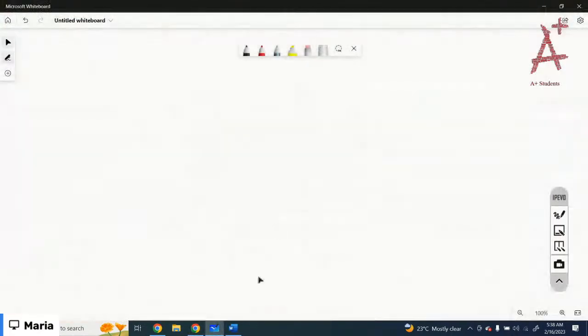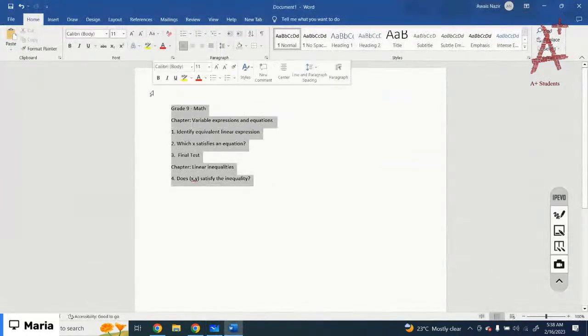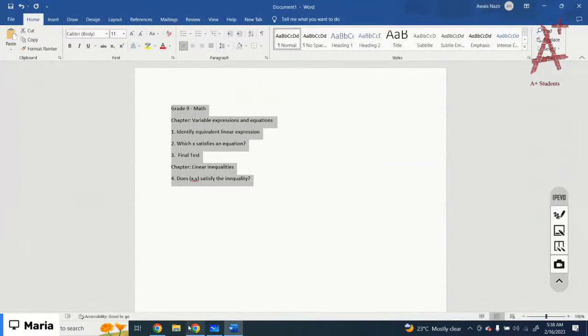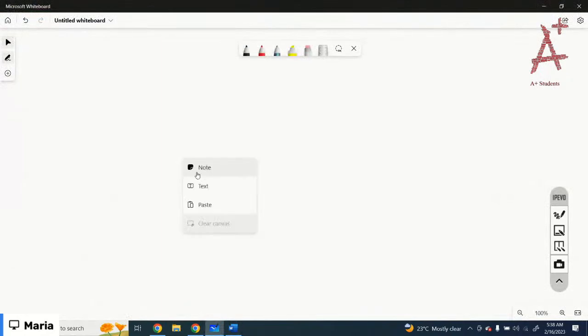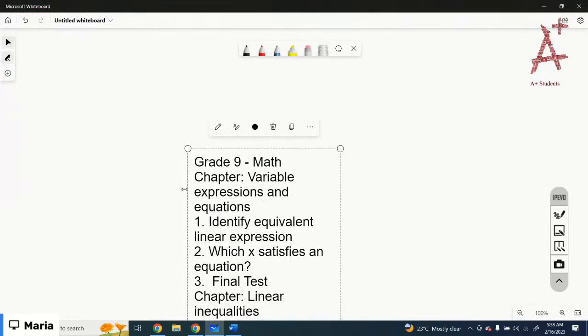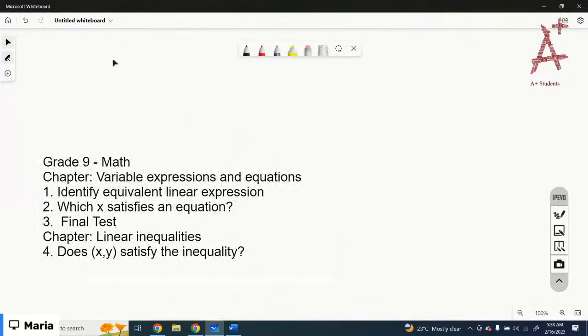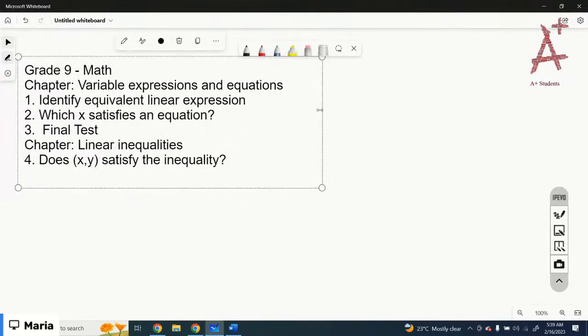So we're working on grade 9 maths. Here is the list of the chapters we have covered. The chapter name is variable expressions and equations. And here is the list of the lessons we have covered today. Identify equivalent linear expressions, which x satisfy an equation. Then we finished the final test. We've started the new chapter, linear inequalities, and the lesson we just covered is, does (x, y) satisfy the inequality?